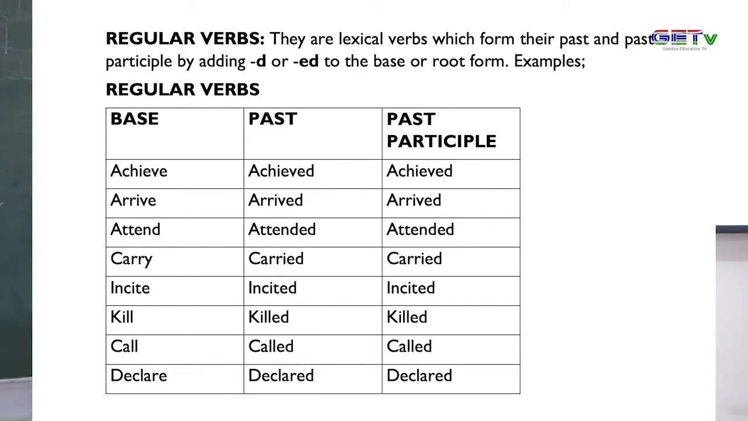Example 1, we have achieve. Past becomes achieved, and the past participle is also achieved. These are regular. It means their past and past participle are the same. 2, arrive, arrived, arrived. Attend, attended, attended. Carry, carried, carried. Incite, incited, incited. Kill, killed, killed. Call, called, called. Declare, declared, declared.